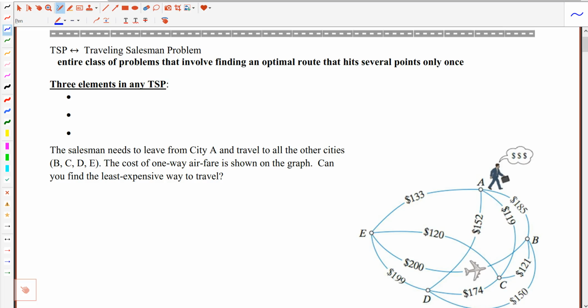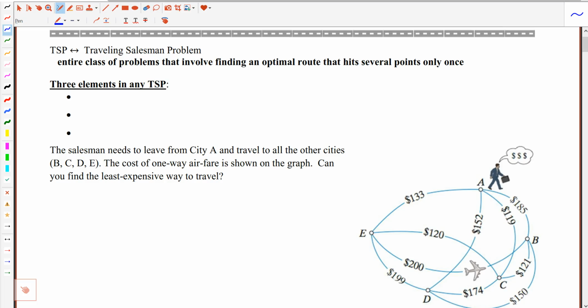Now, Traveling Salesman Problems involve an entire class of problems that have an optimal route that will hit several points or locations only once. As you can imagine, these problems originated from a salesman needing to go to various cities to pitch his company's product. But as these types of problems have grown, we have found greater applications than just a salesman needing to go to various cities. Every traveling salesman problem will have three elements.